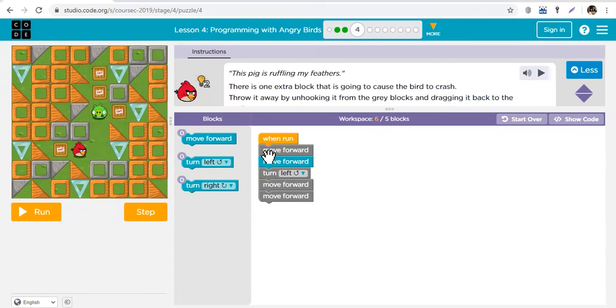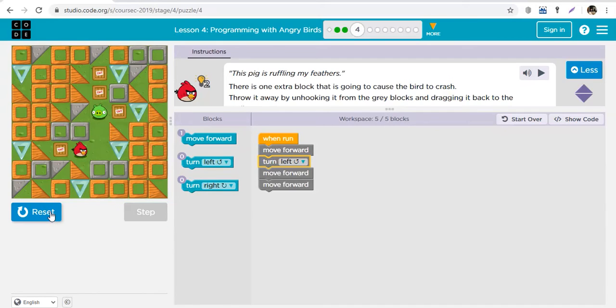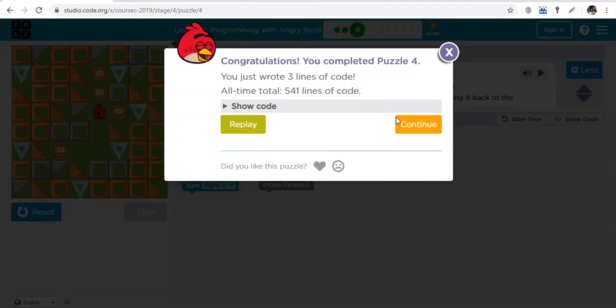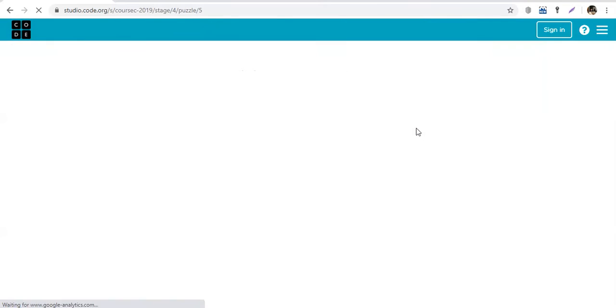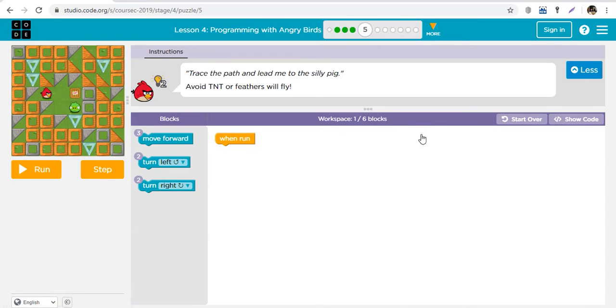So he goes forward. Let's look at it. He goes forward one step, then he turns left, then forward and forward. So that's how it goes. So with this lesson, the character you are programming only goes forward and can turn either left or right. Good. Now let's look at this.